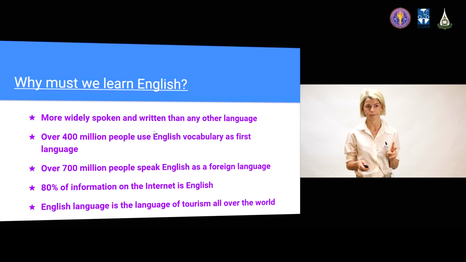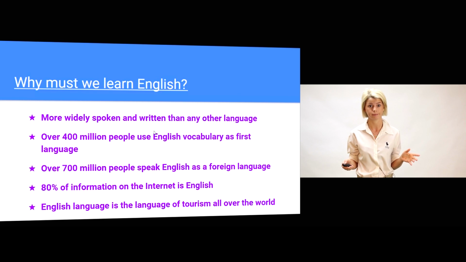Another fact. Over 400 million people use English vocabulary as their first language. 400 million. That's a big number. An even bigger number. Over 700 million people speak English as a foreign language. You are one of those 700 million.